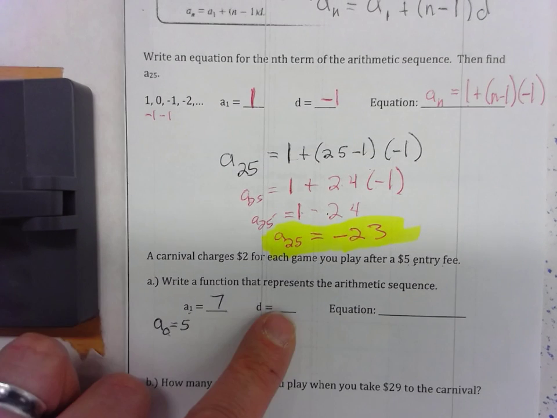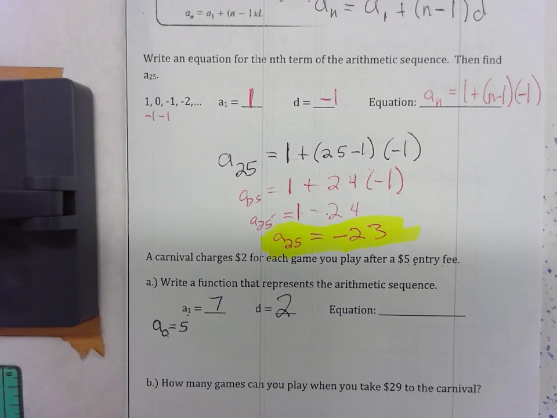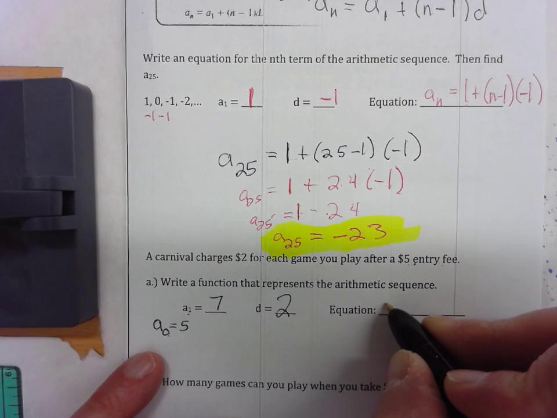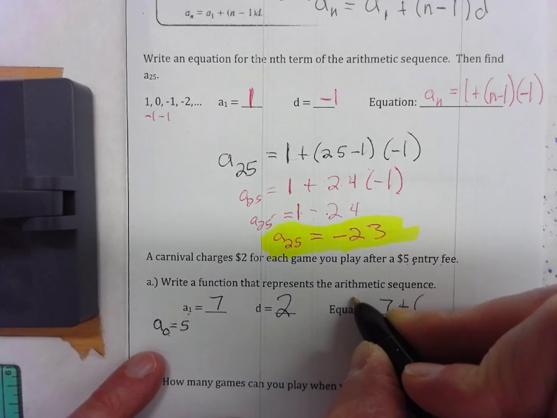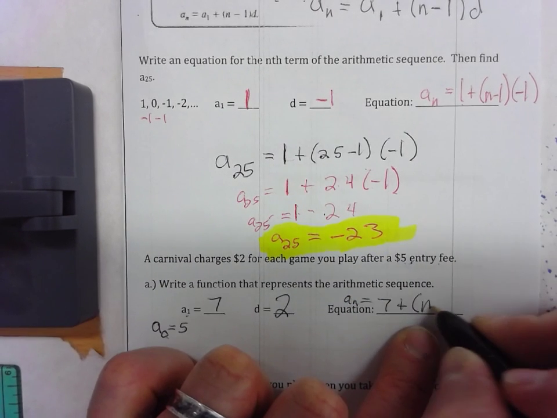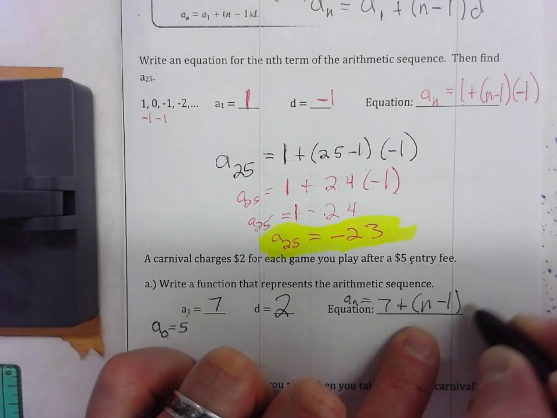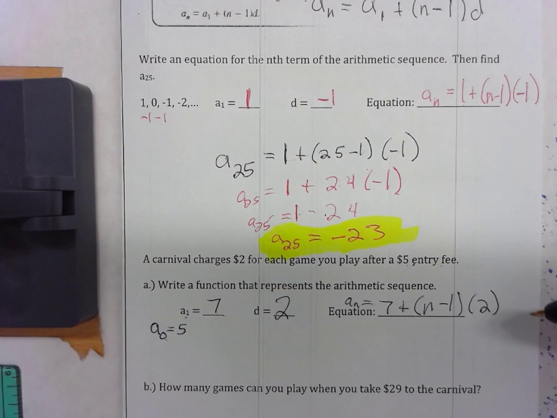Your common difference is going to be 2. That's each game you play. So your equation is going to look like an equals 7 plus n minus 1 times your common difference of 2. So that's what your formula is going to look like right there.